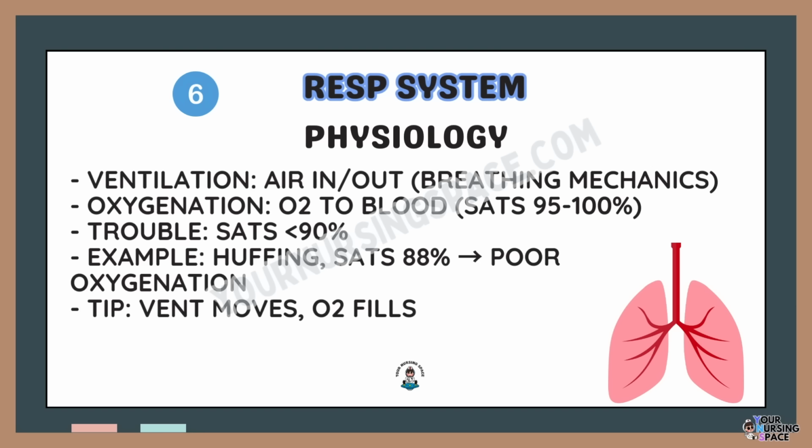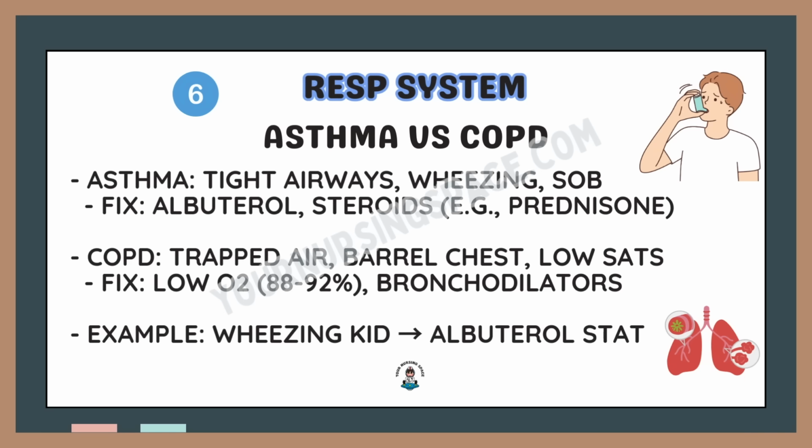NCLEX tip: they'll test this hard. Ventilation's the process, oxygenation's the payoff. Mix them up and you're sunk. Write that down. Now, asthma's when airways get tight. Chronic inflammation narrows them, and triggers like dust, pollen, or cold air can spark it off. You'll hear wheezing, that classic high-pitched sound, plus shortness of breath, and sometimes chest tightness.